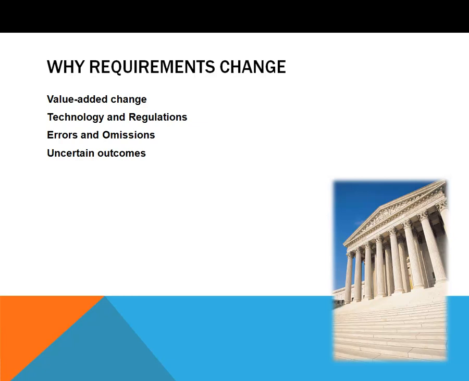Now, uncertain outcomes, this is an approach where you might use rolling wave planning or progressive elaboration, that as more information becomes available, you're able to pinpoint what the requirement should be.